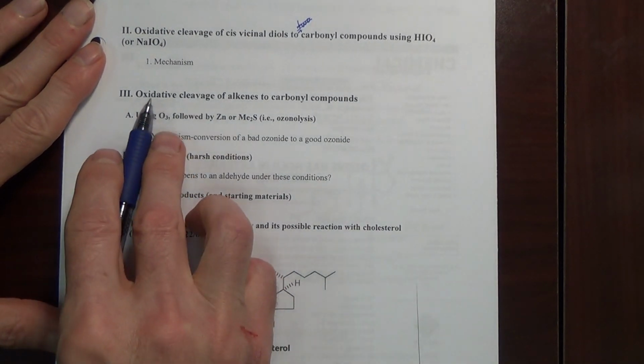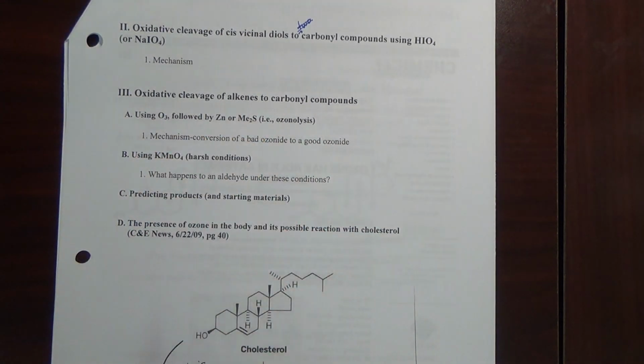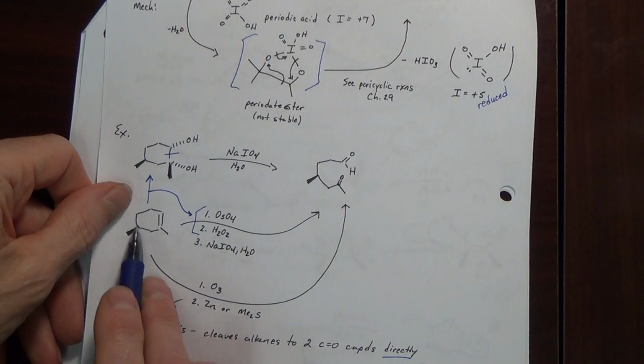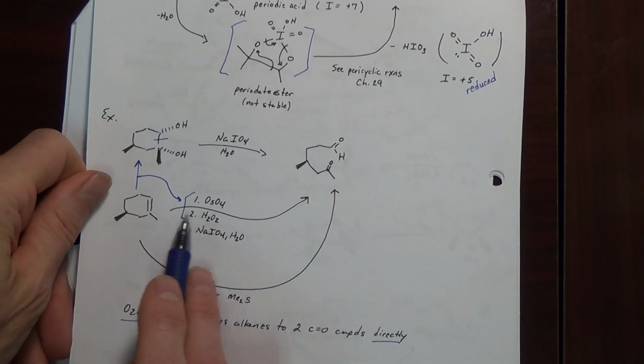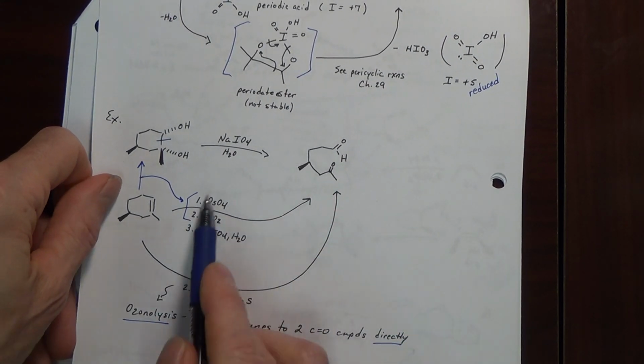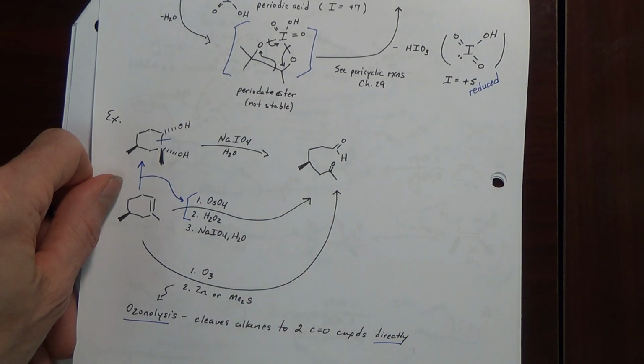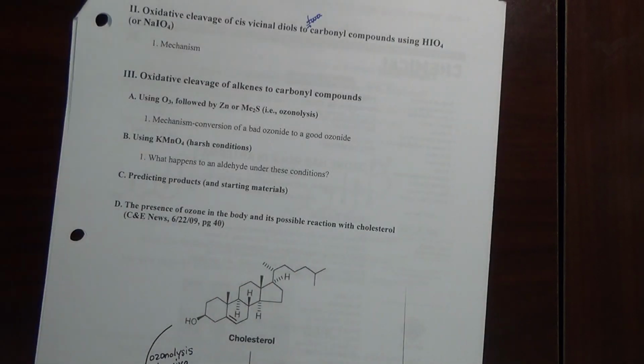So here we're going to move to oxidative cleavage of alkenes. Now we've actually already shown that. That's what we did here, by combining two previous reactions. But now let's do it directly using ozonolysis.